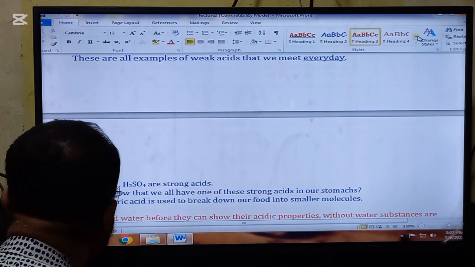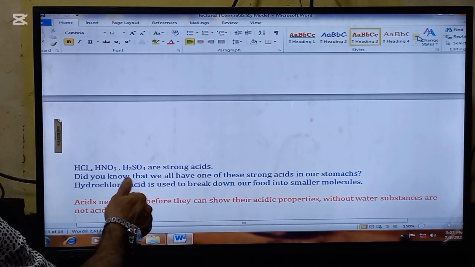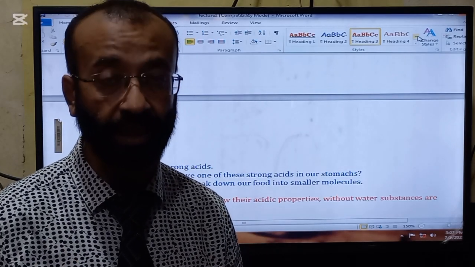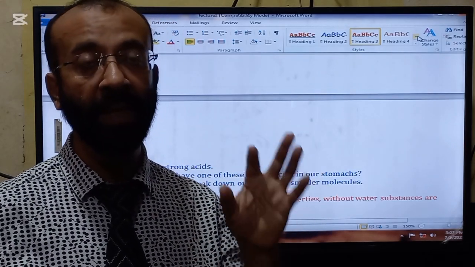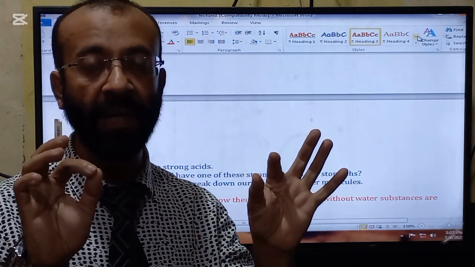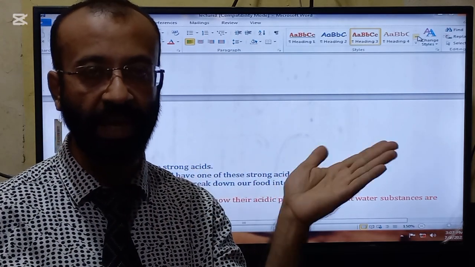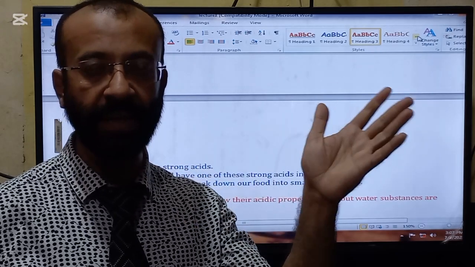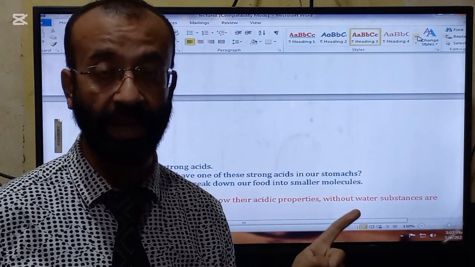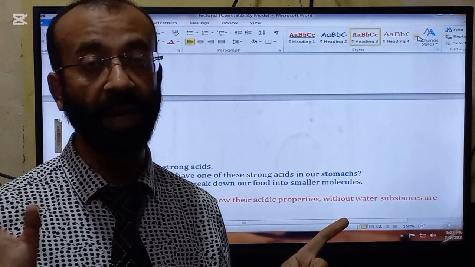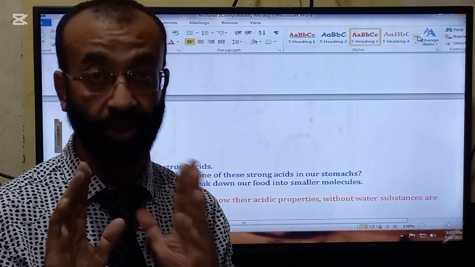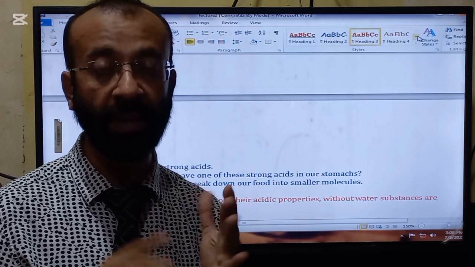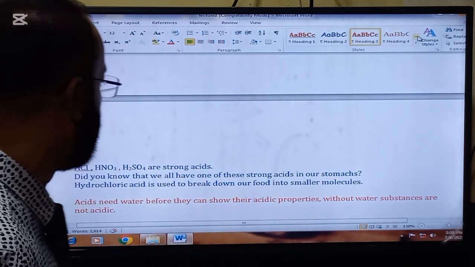On the other hand, HCl, HNO3 and H2SO4 are strong acids. So listen, another thing regarding your papers. In the paper, you are normally required to write some examples of weak acids. Ascorbic acid, citric acid, carbonic acid are examples of weak acids. And sometimes you are required to write the names of some strong acids. HNO3, HCl, H2SO4 are examples of strong acids.